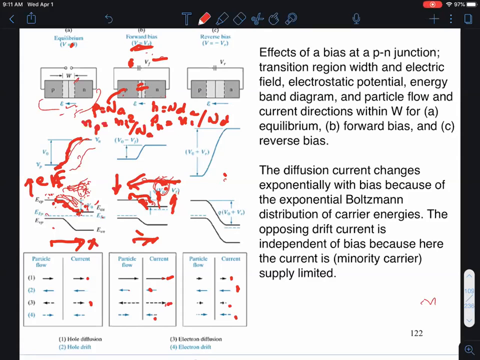Similarly, in reverse bias, the barrier goes up. There are even fewer carriers at these very high energies. Therefore, the diffusion currents basically go down to zero. The opposing drift currents stay put.